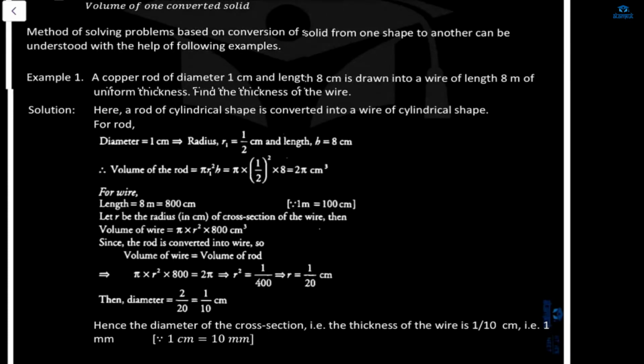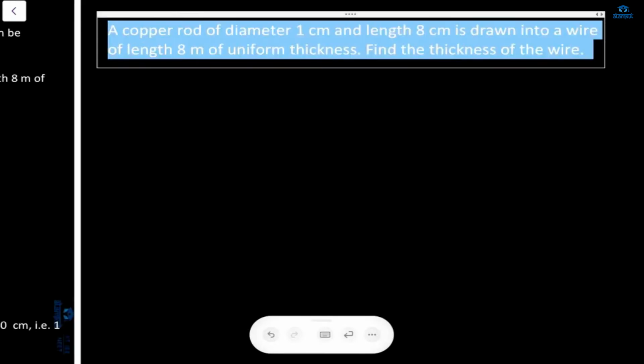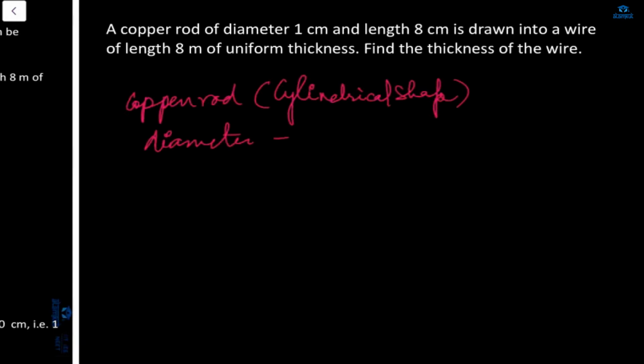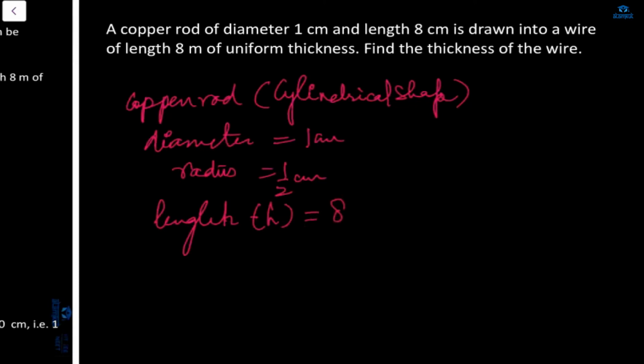Now let's see question number 1. A copper rod of diameter 1 centimeter and length 8 centimeter. So a copper rod will be of which shape? Cylindrical shape. Diameter is given. What is the diameter? 1 centimeter. So therefore radius is equal to half centimeter, and length. You can say length or height, because in case of a cylinder we need height, so that's why I am taking it as height.